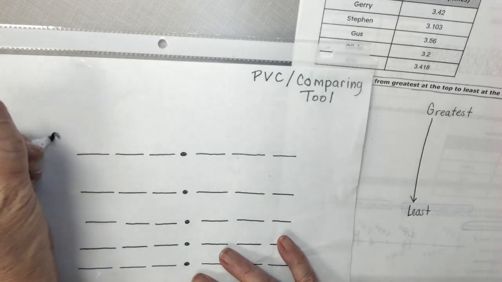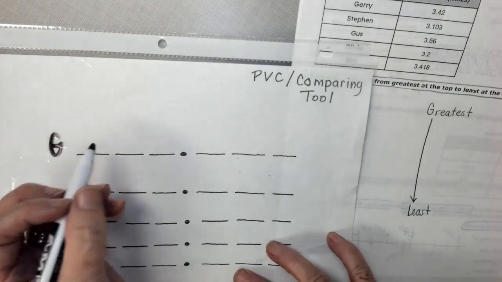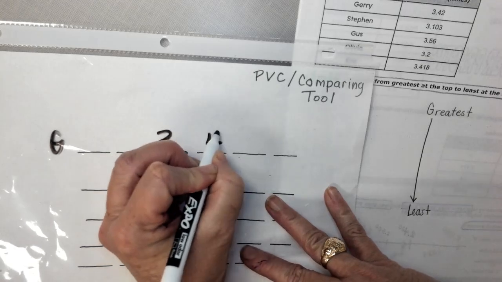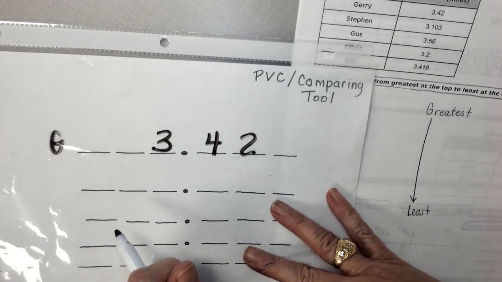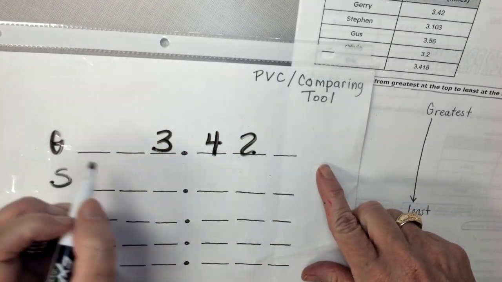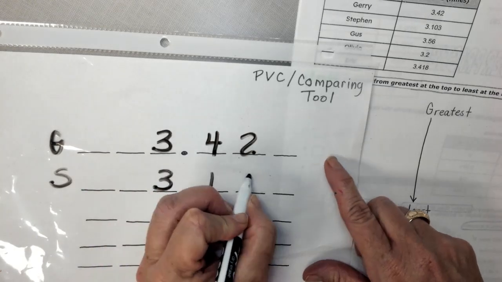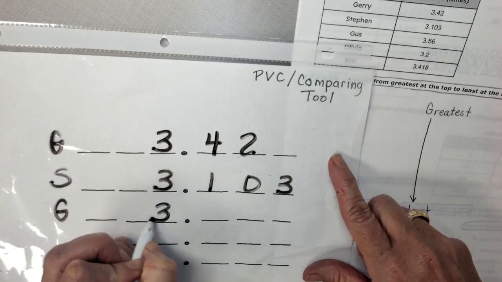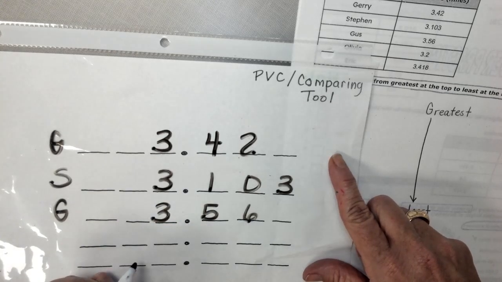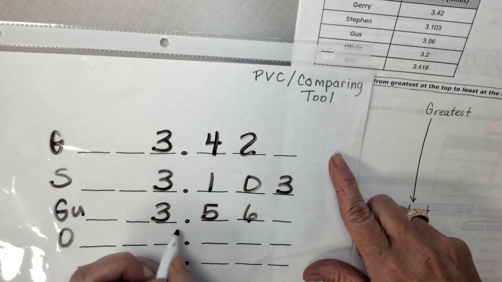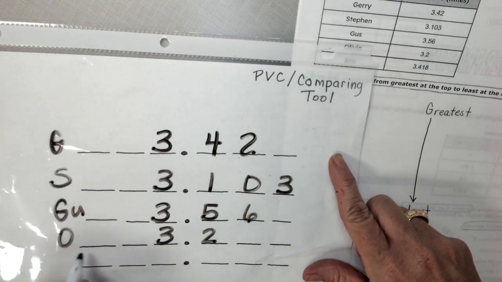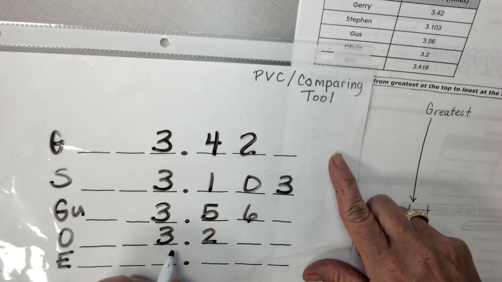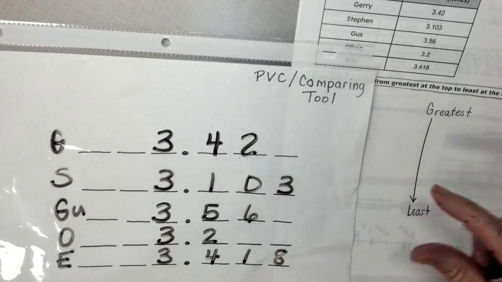So we have Jerry with a G, and Jerry is 3 and 42 hundredths. We have Stephen with 3 and 103 thousandths. We have Gus with 3 and 56 hundredths. We have Olivia with 3 and 2 tenths. And then we have Eric with 3 and 418 thousandths.